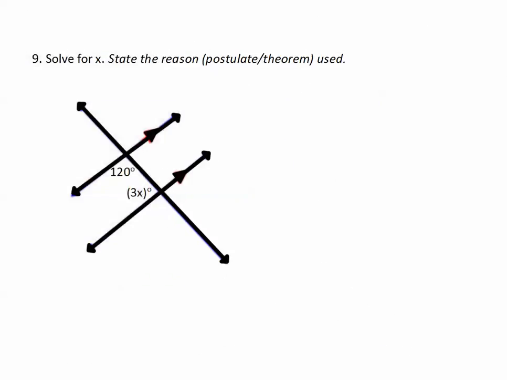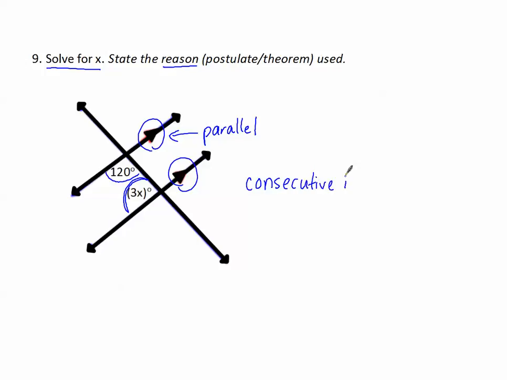Let's look at some different examples. Solve for x. State the reason, the postulate or theorem that we use. Look at these two angles. Where are they? Inside the parallel lines. I can say parallel because that's indicated here. Parallel. So if these lines are parallel and I have, what are these called? That's right, consecutive interior angles. So because they're parallel, by the consecutive interior angles theorem, because I used parallel first, these two angles have to be supplementary. That means add up to 180.